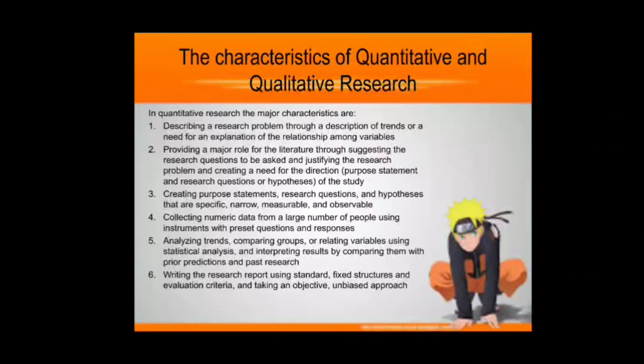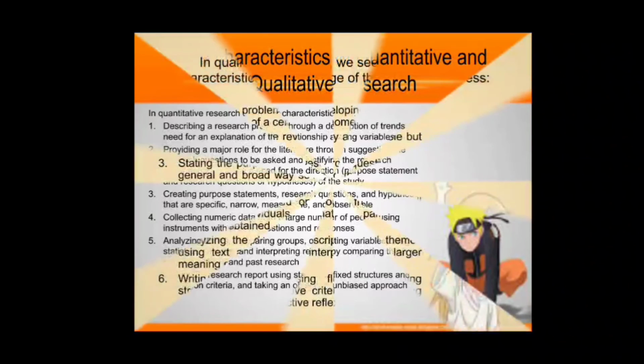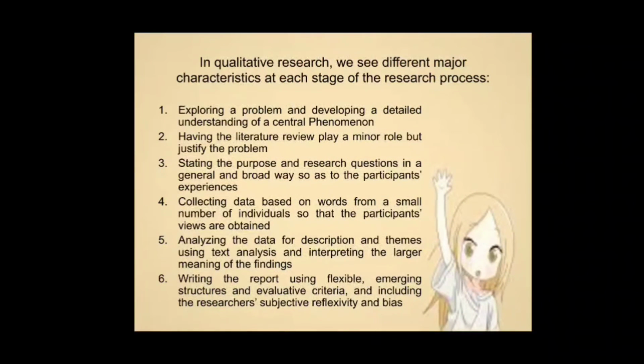comparing groups or relating variables using statistical analysis, and interpreting results by comparing them with prior predictions and past research. And the last, writing the research report using a standard, fixed structure and evaluation criteria, and taking an objective, unbiased approach. In qualitative research, we see different major characteristics at each stage of the research process.